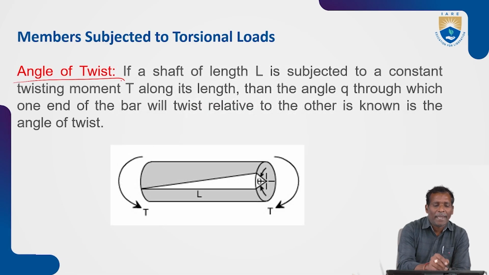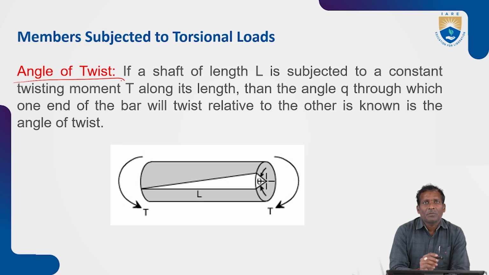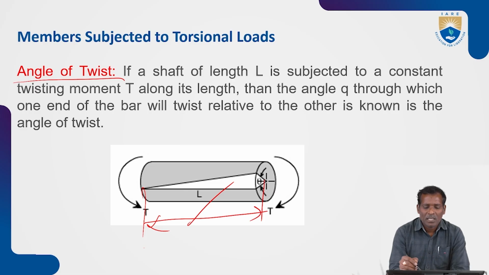So what is this angular twist? If a shaft of length L is subjected to a constant twisting moment T along its length, then the angle theta through which one end of the bar will twist relative to the other is known as the angular twist. So that is theta.